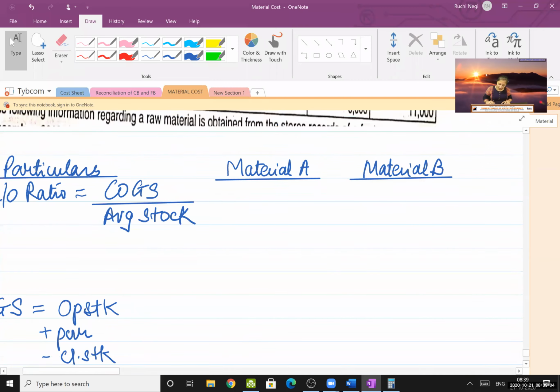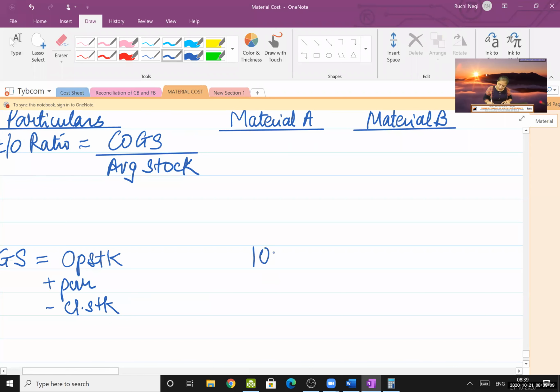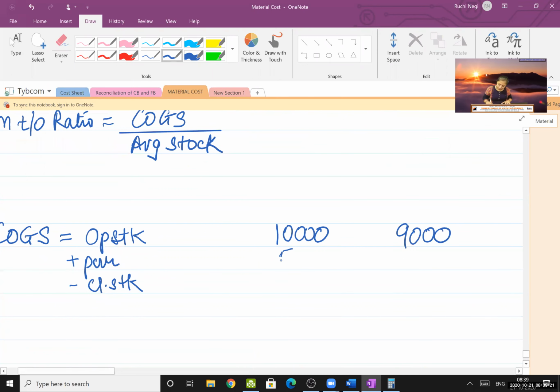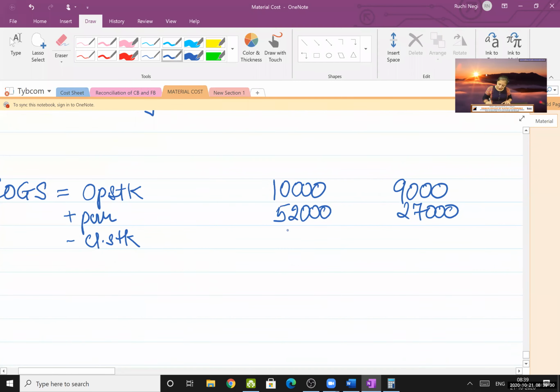So let us calculate. Opening stock is 10,000 and 9,000. So write here 10,000, 9,000. Next, purchases is how much? 52 and 27. So right here, 52,000 and 27,000. Then closing stock is how much? 6,000 and 11,000. So right here, 6,000 and 11,000. Okay, solve this.